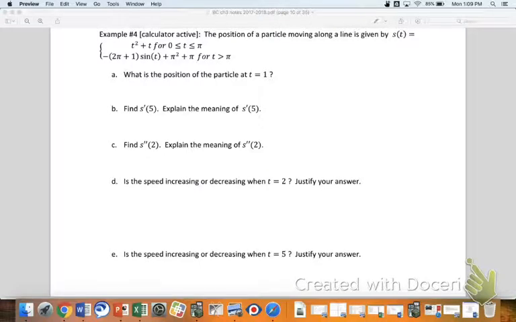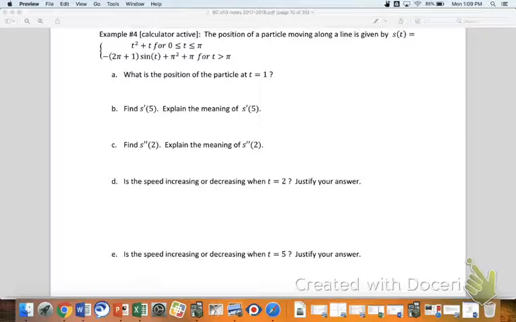So let's take a look at A. One of the potential tricks to this one, of course, is that position is defined as a piecewise graph. And I think I've got it set up correctly so that S is continuous even at pi. But a series of questions is going to ask you to deal with the correct piece at the right time.